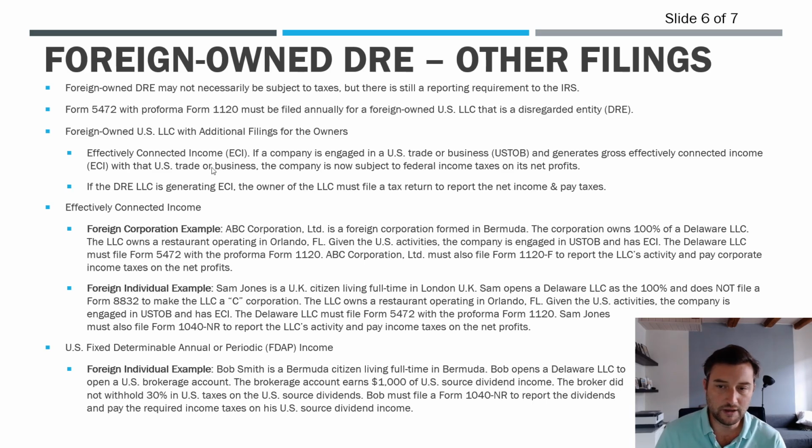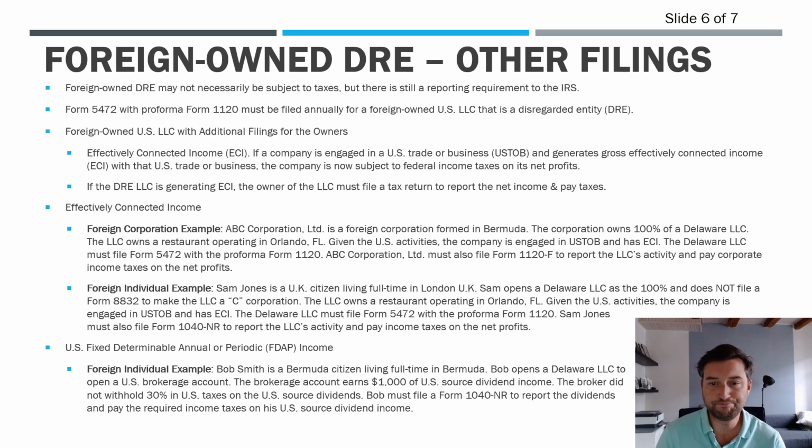So if the company is engaged in a U.S. trade or business and has ECI, so effectively connected income, now, in addition to the 5472 with the pro forma 1120, the owner has to file an income tax return in the U.S. to report that effectively connected income and pays taxes. All right, so that's one scenario.